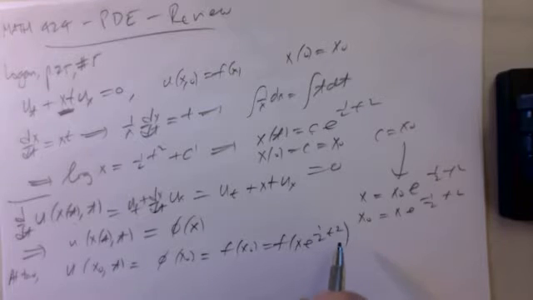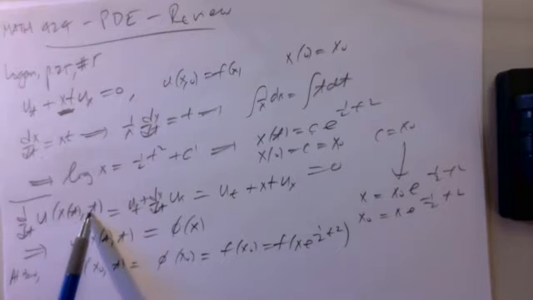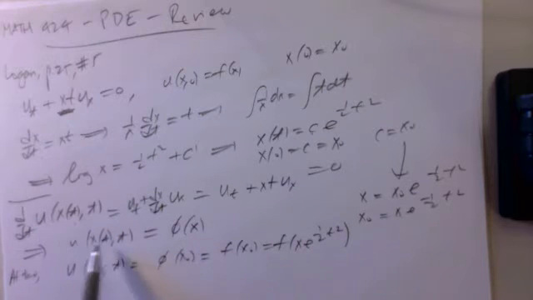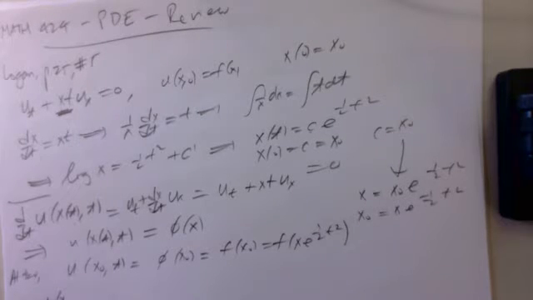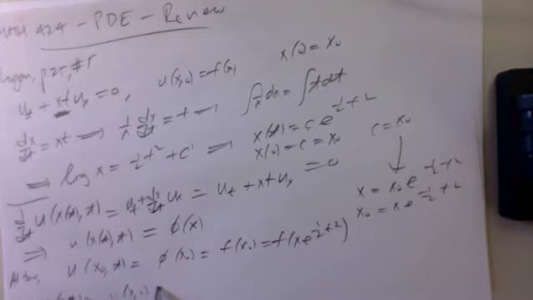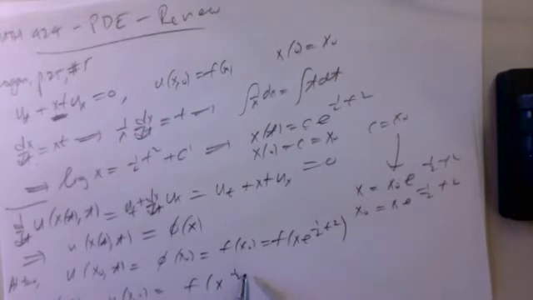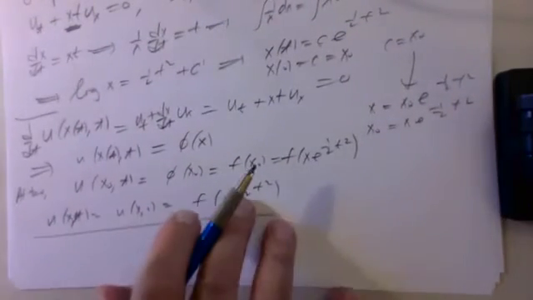So f at x naught is f of x e to the minus 1/2 t squared. So this derivative of u of x of t comma t is 0. So it's constant. It has the same value for all t. So in particular, at t equals 0, u of x,t is u of x naught at 0, which is f of x e to the minus 1/2 t squared.